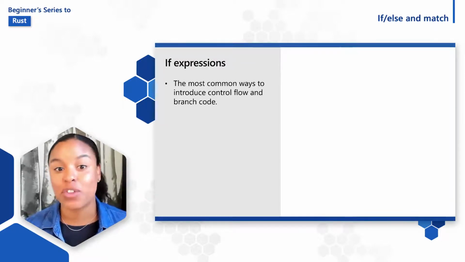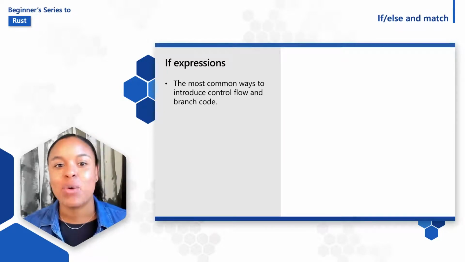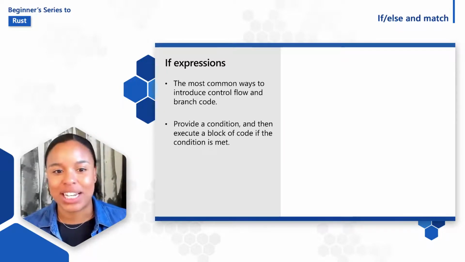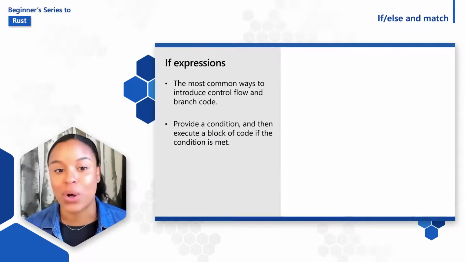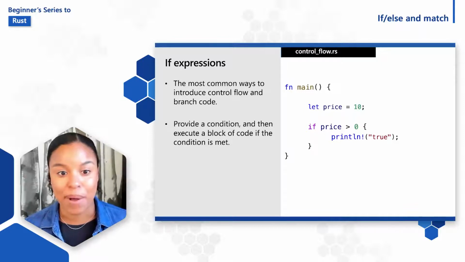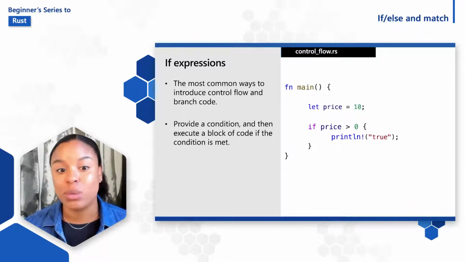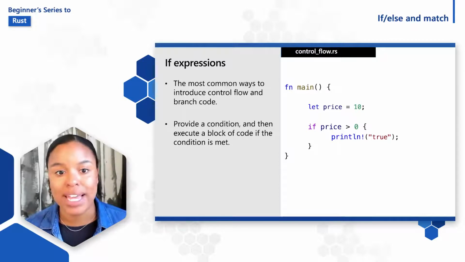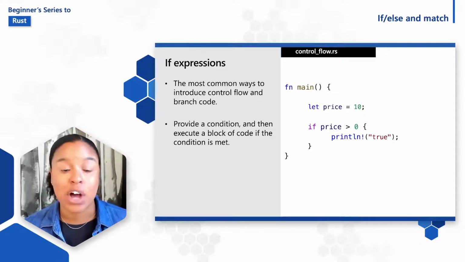If conditions are the most common ways to introduce control flow into branch code. The way they work is you provide a condition and then execute a block of code if the condition is met. A common example is a condition around a value. For example, if price is greater than 0, then we can print true as output. Notice that the expression starts with the keyword if and is followed by a condition which always evaluates to the Boolean type with the value true or false. This if expression evaluates to true.